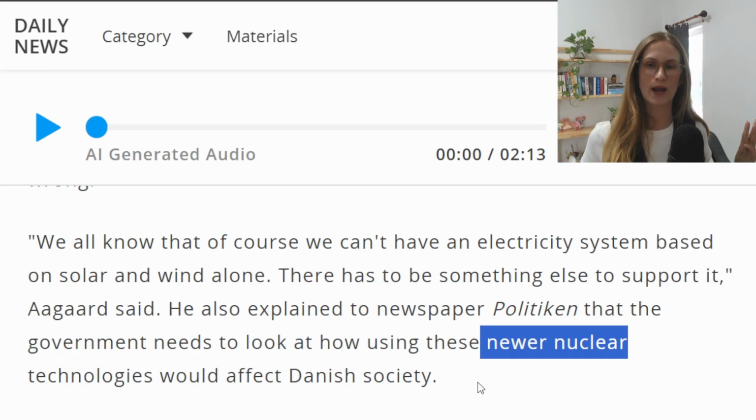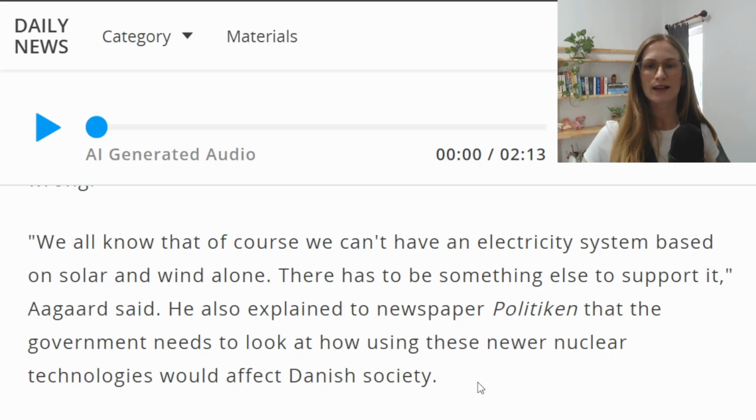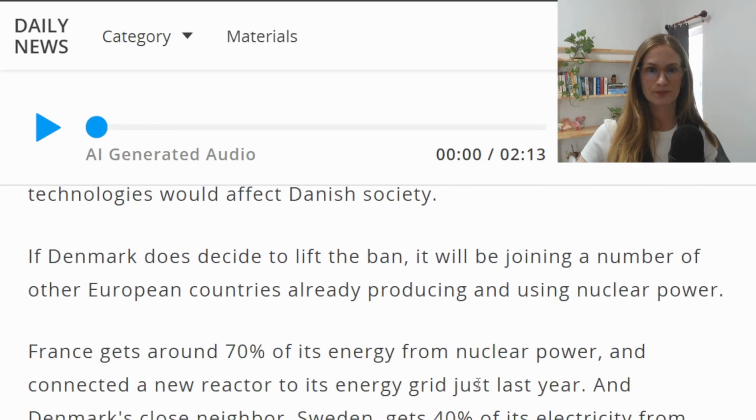Okay, I think this is self-explanatory. I don't need to explain this paragraph, but they just want to find out exactly how Danish people will be affected if they start using this nuclear technology. If Denmark does decide to lift the ban, it will be joining a number of other European countries already producing and using nuclear power. Now, very interestingly, in the UK, we don't talk about nuclear power, but we use it a lot. I think we don't talk about it because it makes people scared, but we do have nuclear power plants in the UK.